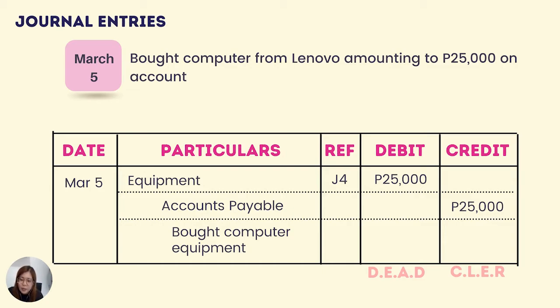Yan. So, lagay na tayo ng explanation or narration of the transaction. Nilagay ko dyan, bought computer equipment. And the PR number, nilagay ko na lang J4 kasi this is our fourth transaction. Balance pa yung debit and credit? Yes, balance siya na 25,000.